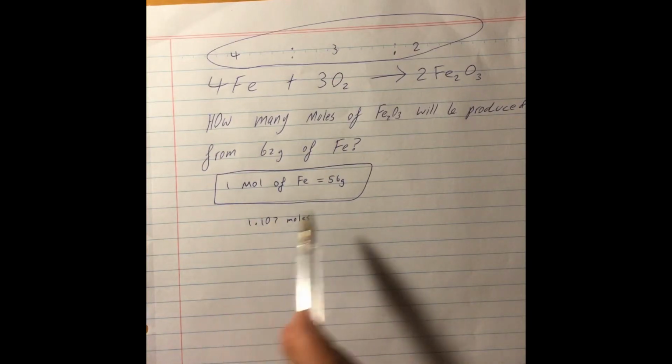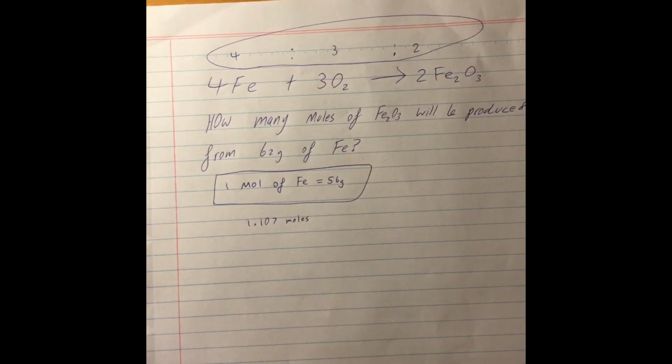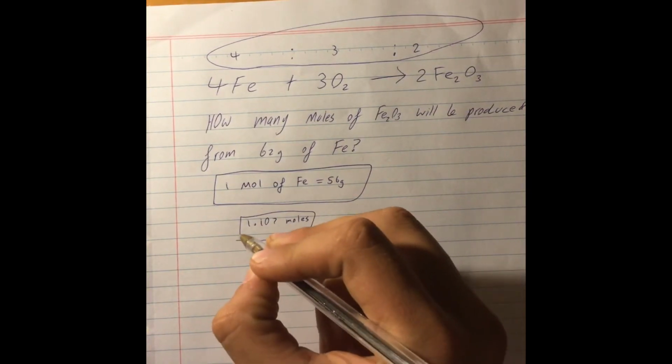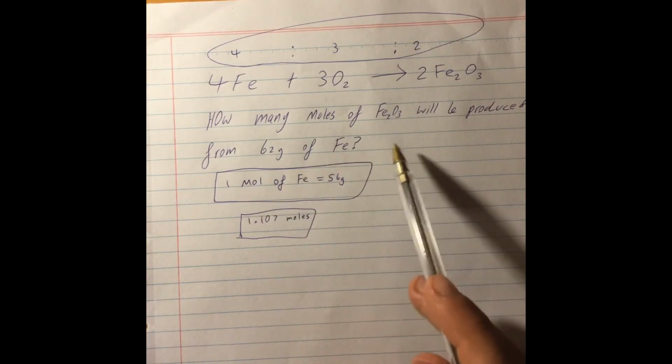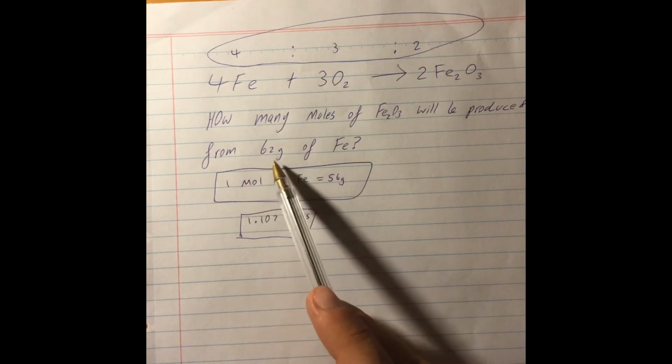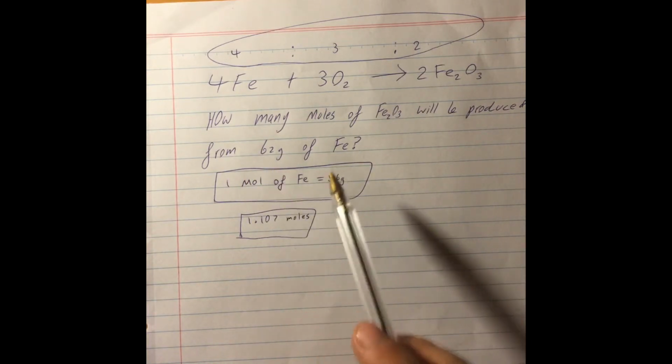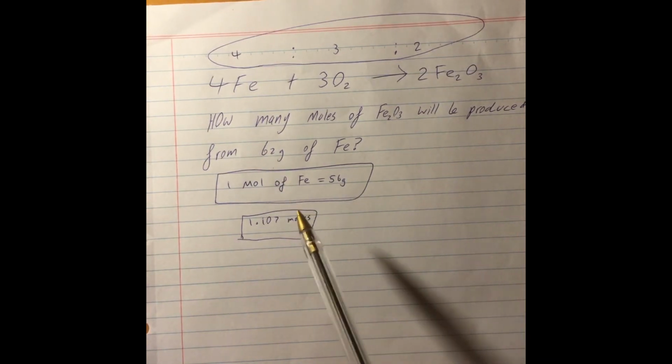1 mole was 56 grams, but we have 62 grams, and that gives us this much here. So if we had 56 grams of iron, we'd have 1 mole. We have 62 grams, therefore we have 1.107 moles, a bit more than a mole. Now if we look at our question again, how many moles of iron oxide will be produced from 62 grams, basically what it's asking us is how many moles of iron oxide will be produced from 1.107 moles of iron. 62 grams can be interchanged with moles.